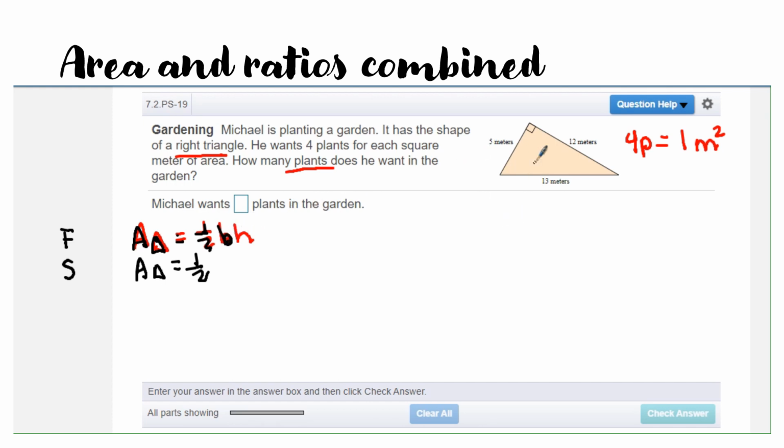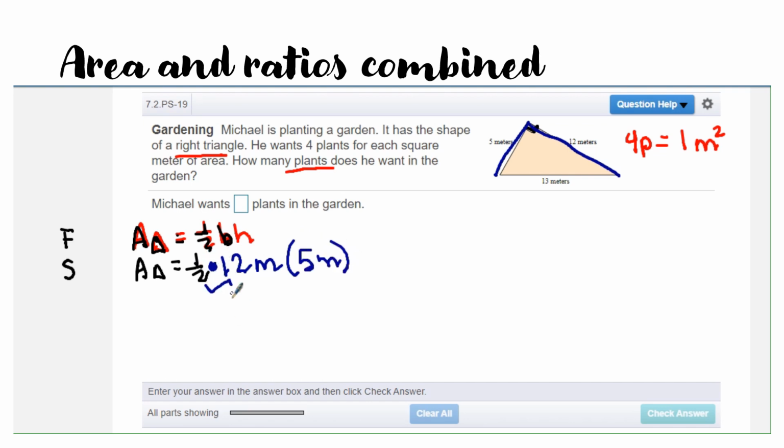So you identify your base and your height by the right angle. So my right angle is right here. The lengths that are connected to the right angle are this length, which is 5 meters, and this length right here, which is 12 meters. If you use 13, you will definitely get the wrong answer. So since 12 is an even number and I can take half of it, I'm going to put 12 as my base in meters, and then I'm going to use 5 meters as my height.